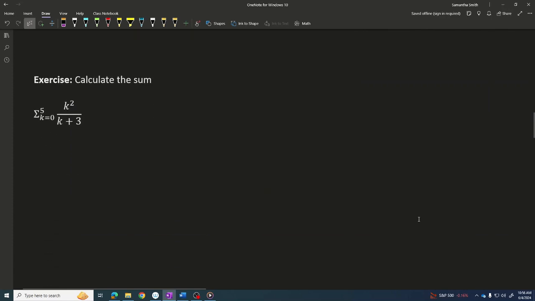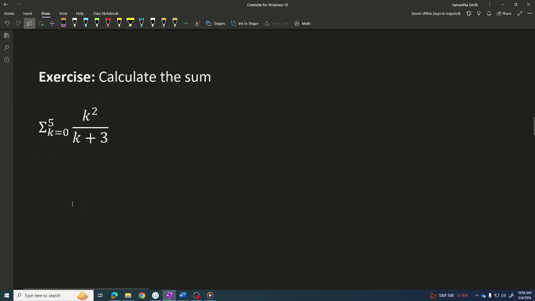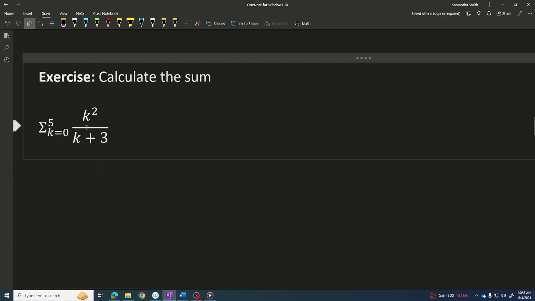Let's get a little bit more practice calculating sums that are described to us in summation notation. So here we have an index, which is being denoted by the variable k. It's traditional to use i, j, or k for indexes, as it is traditional to use x and y for other kinds of variables. So here let's experiment with a new kind of index called k.